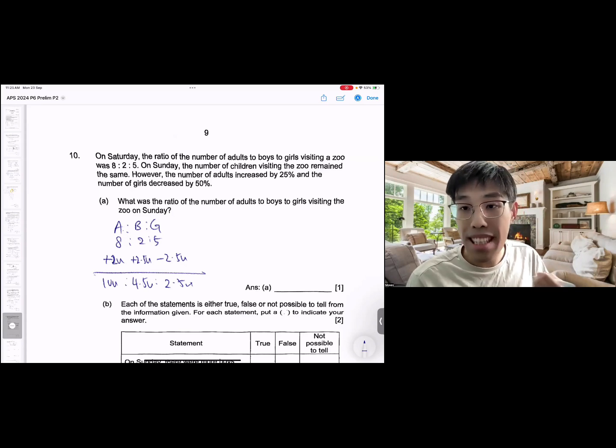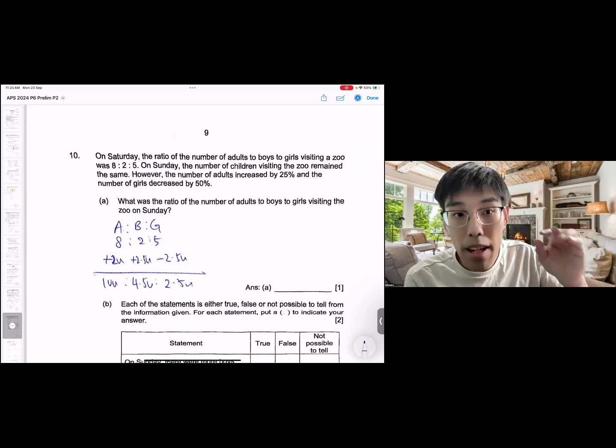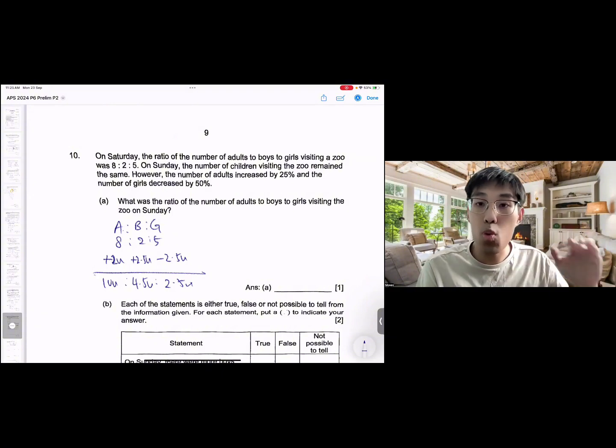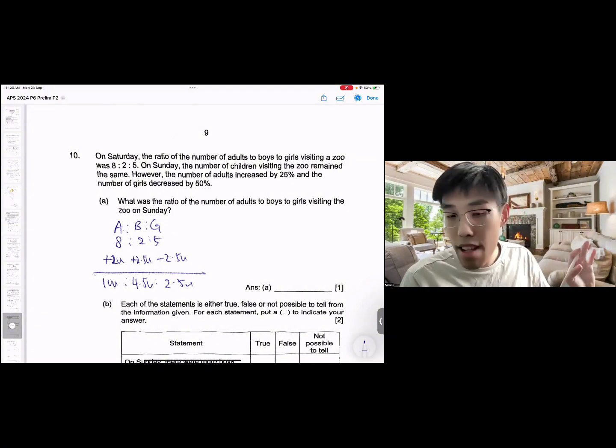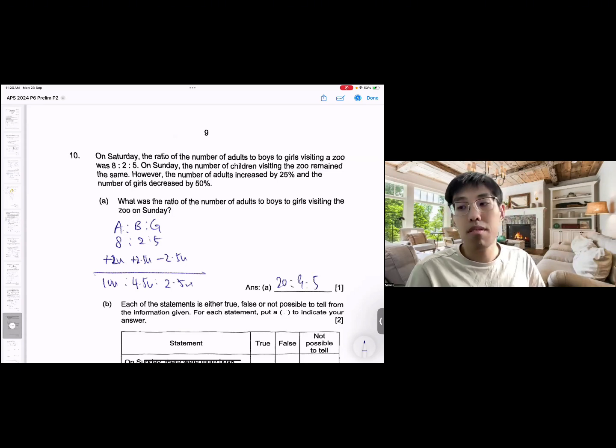However, I cannot put this as my final answer because this one got decimal. You see the decimal point is 0.5, 0.5. What can we do? We multiply by 2 to make everything to be a whole number. Therefore, the answer is 20 to 9 to 5. That's my answer.